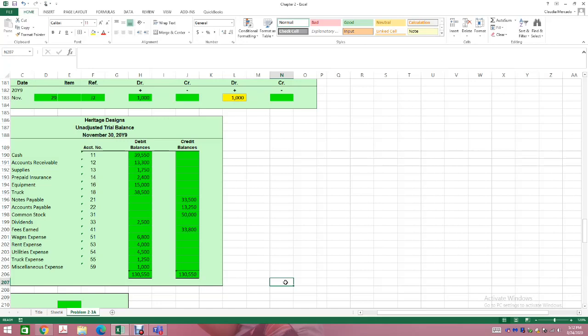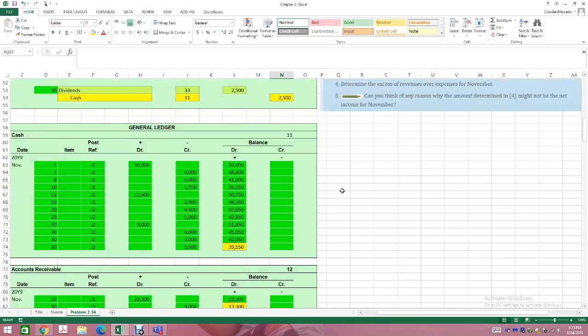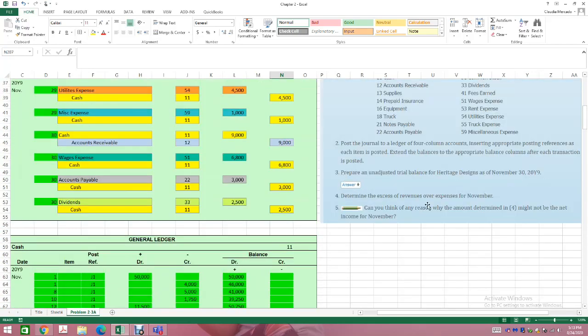So you need to figure out where you went wrong. Maybe you entered an incorrect amount or you entered it in the wrong column. You need to go back and review your work. The debit column needs to always equal the credit column. So this unadjusted trial balance is once again a summary of all of your accounts and their respective balances as of the period stated. Okay, so that's requirement 3.